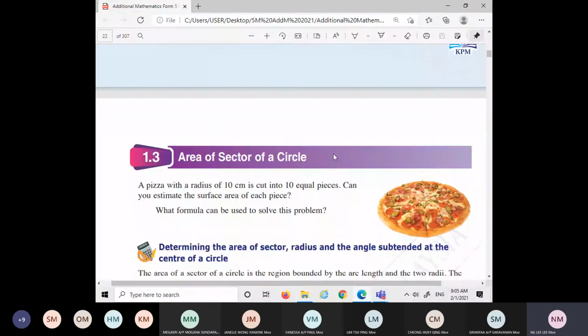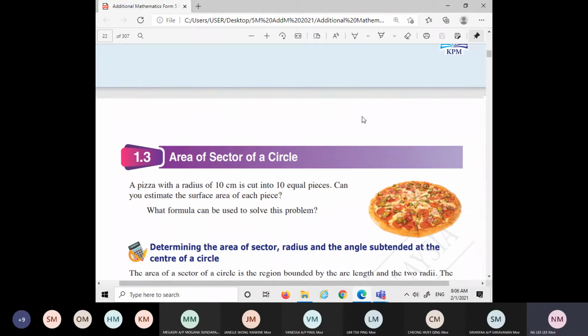Okay, so this is what we're going to learn today: find the area of a sector of a circle. So what is a sector? Still remember that day? You always get confused between sector and segment. Remember, a sector is a piece of pizza. You see here they also use a pizza.